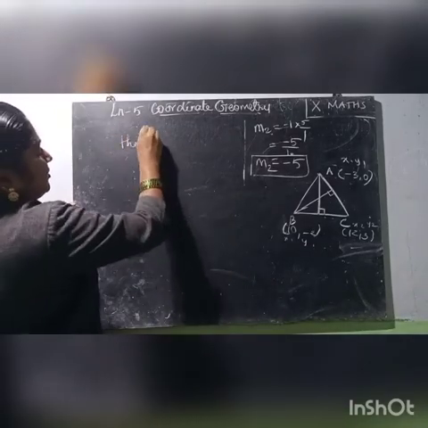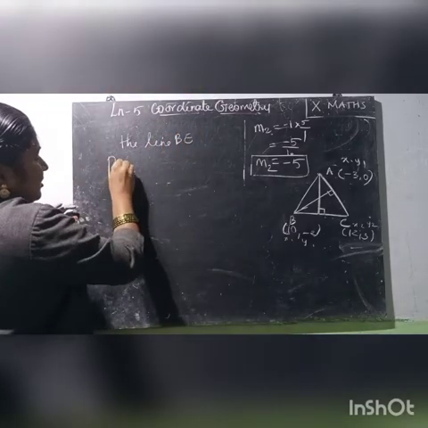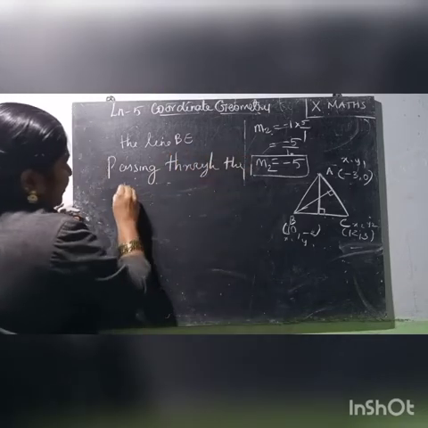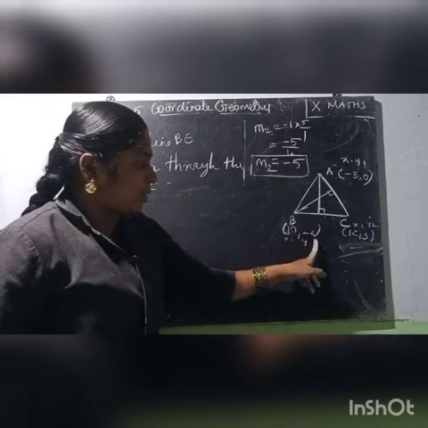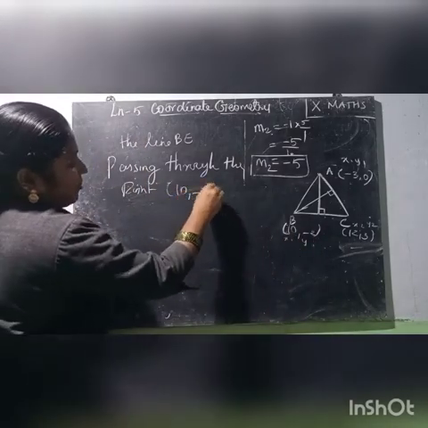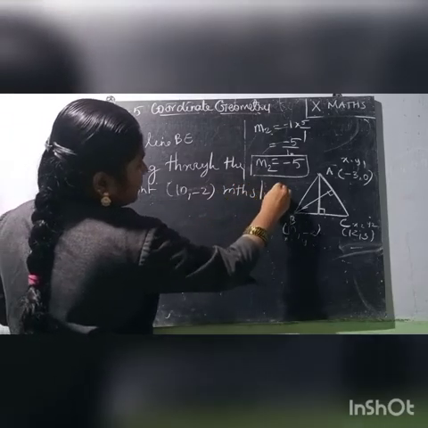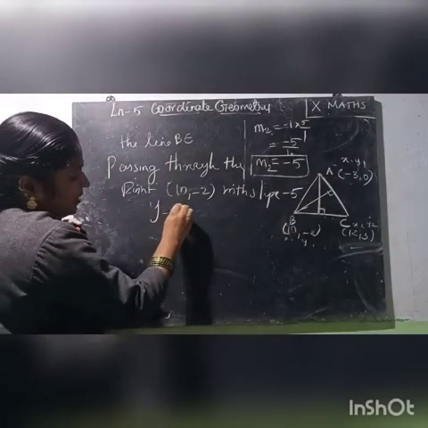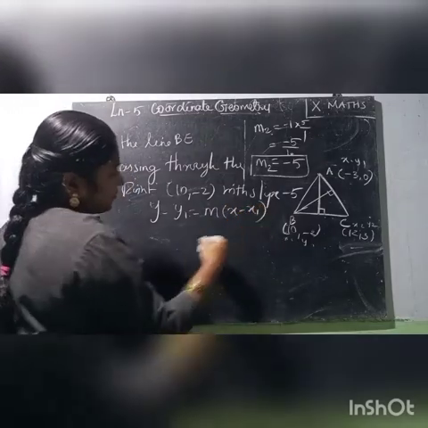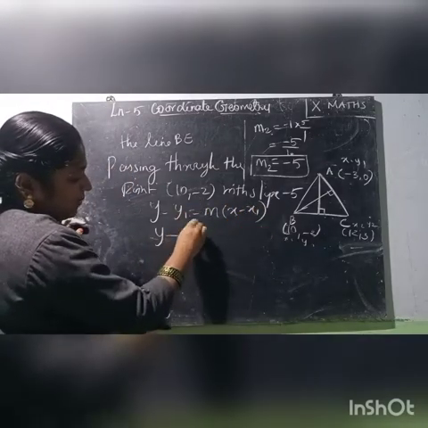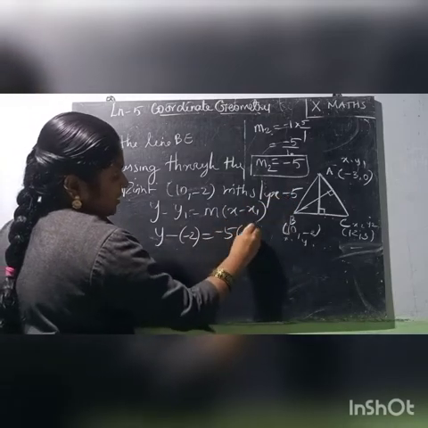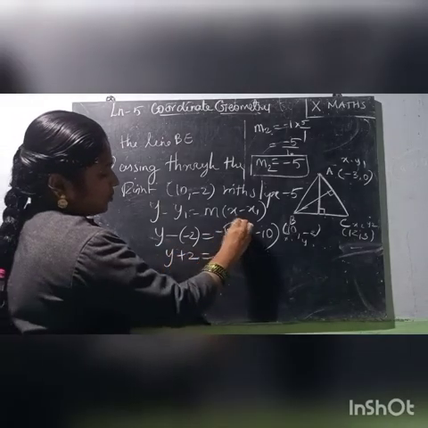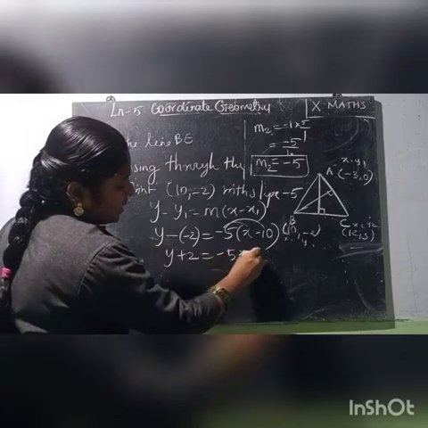The line BE is passing through the point 10 comma minus 2 with slope minus 5. So now we have 1 point and 1 slope. So use the formula y minus y1 equal to m of x minus x1. So y minus, this is the y1 value, so write minus 2, and m value is minus 5. x minus x1 value is 10. So minus of minus is plus. So y plus 2 equal to, multiplied by minus 5, so minus 5x then plus 50.